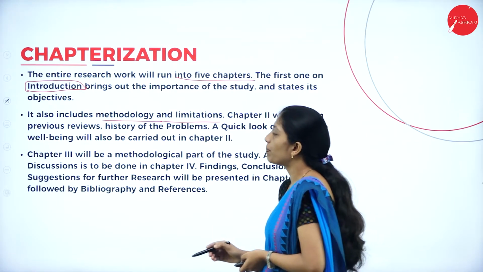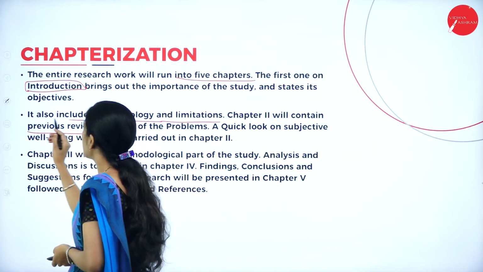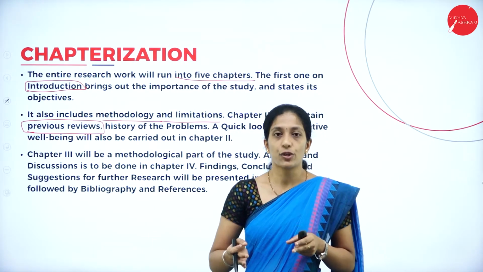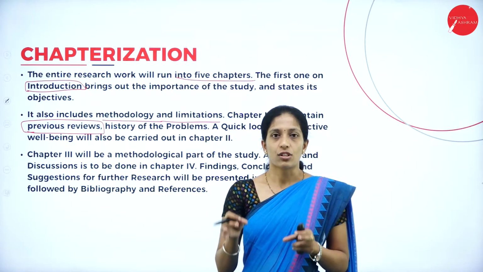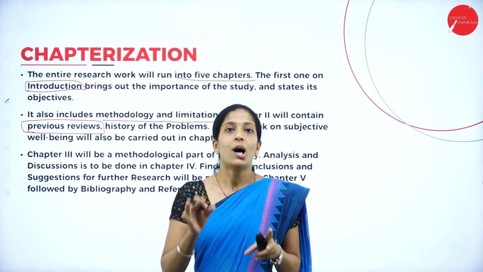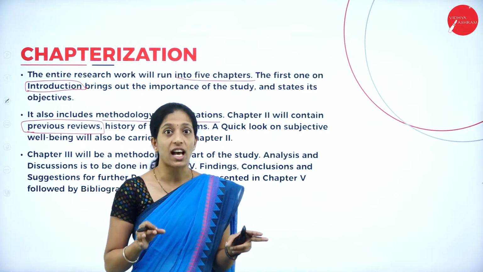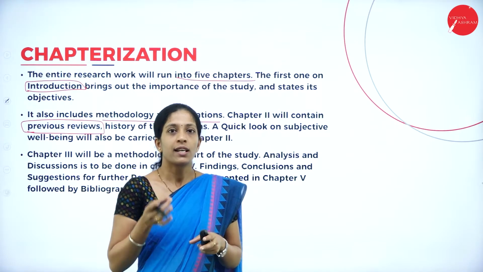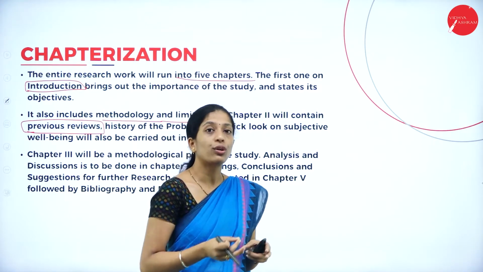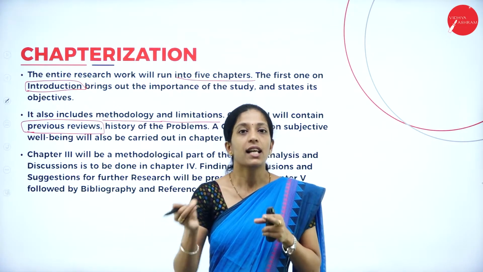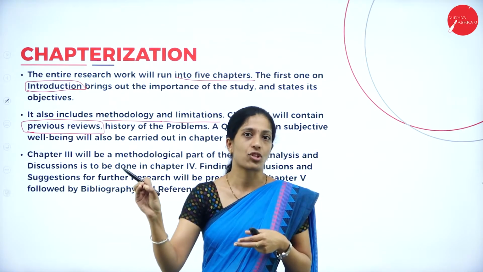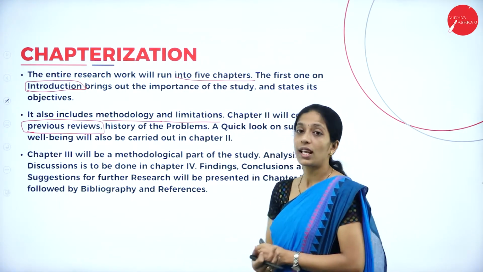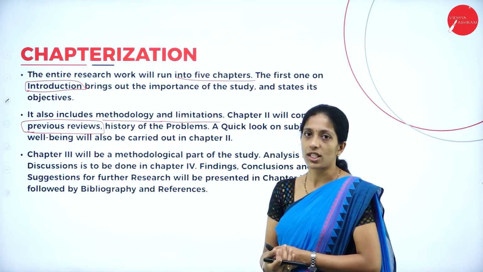Chapter 2 will contain the previous review, which we call the literature review. So chapter 2 is what? Literature review, or previous reviews. Suppose the researcher has selected a particular topic; on that topic, what earlier studies have been made? That is known as literature review. He is going to review the literature. He is going to go through the literature of some other researcher, and he writes his own opinion about that literature. That is, chapter 2 is the previous review, that is, literature review.